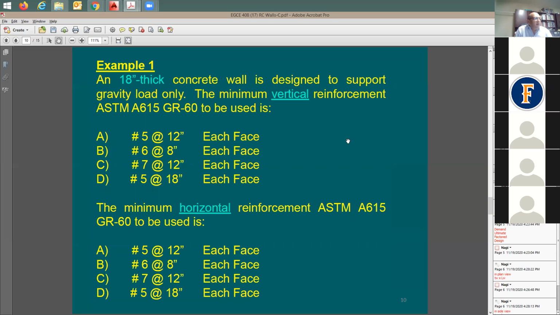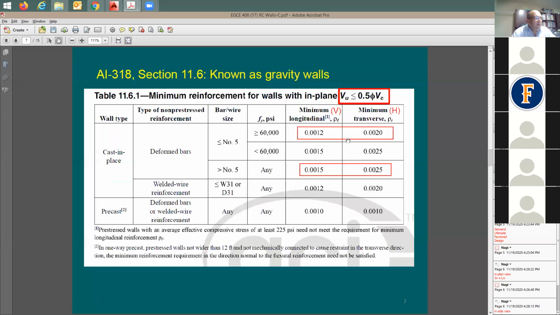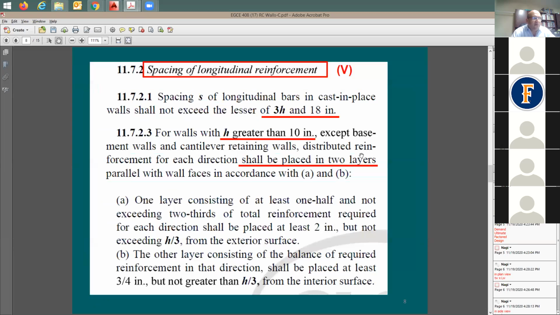So in this example, it says 18 inch thick concrete wall. It doesn't say shear, it doesn't say gravity, but it says designed to support gravity loads only. So I'm going to say gravity load only, which means the shear is almost nothing. So I guess I'm going to be following within this table, right? This table is going to be guiding me, controlling my design.